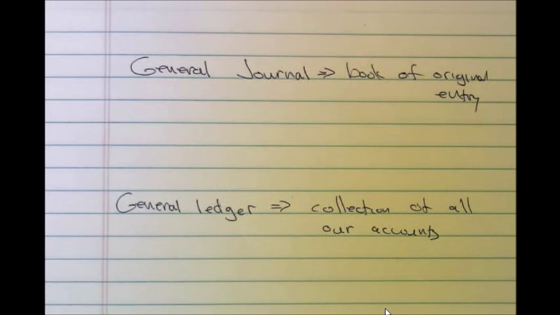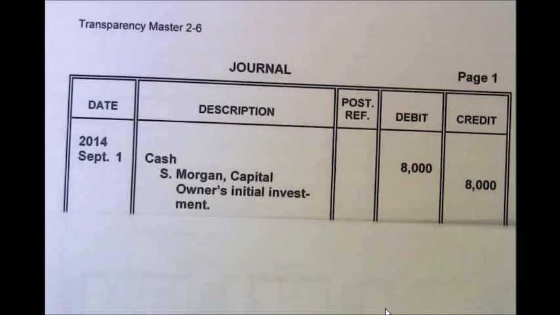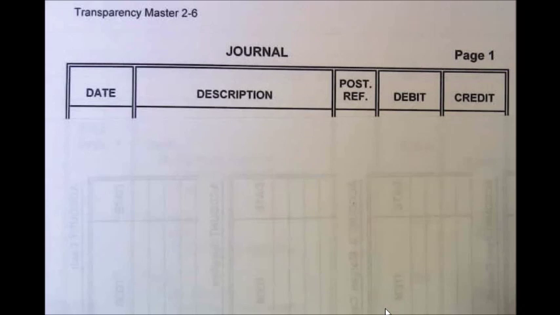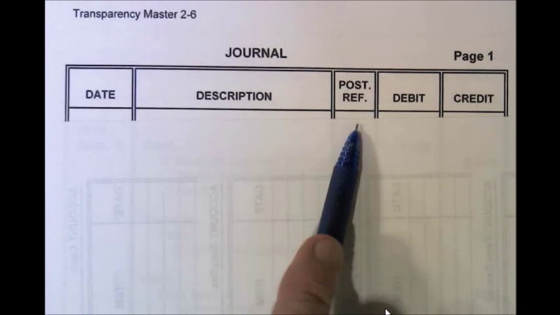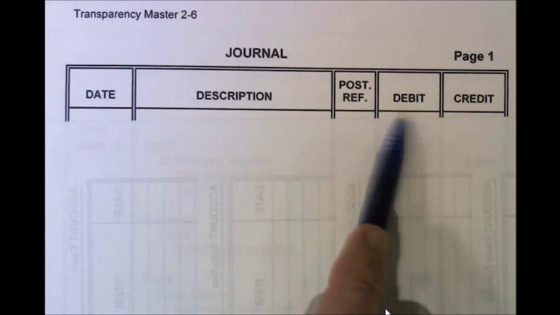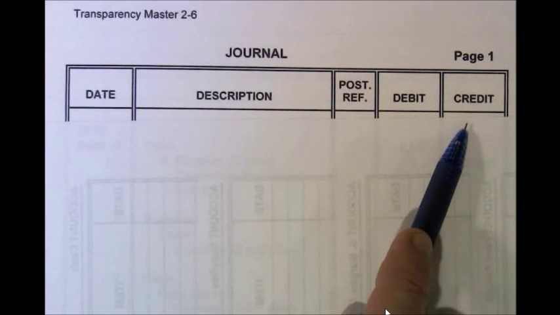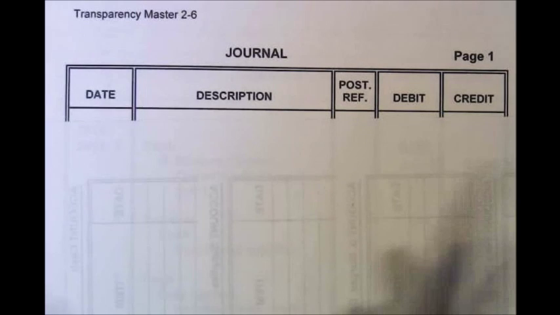It's just a form that looks like this. It's got a date, it's got a description, it's got a posting reference, it's got a debit and credit column. Remember, debits are always to the left and credits are always to the right. So this is where we're going to record these transactions, and this is the form that we're going to use. Let's say, for instance, that the owner invests $8,000 into the business.